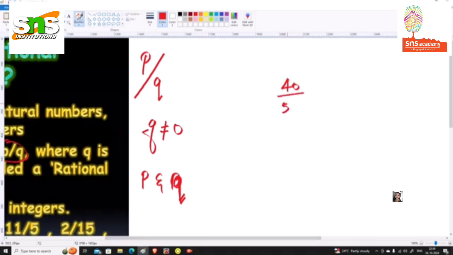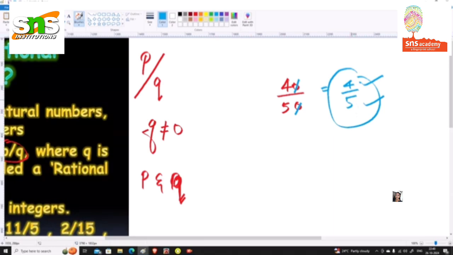For example, 40 by 50. Check whether it is in the lowest form, simplest form, or least form. Yes, it is not. So we are striking out the common factors. Now we are getting the answer 4 by 5. Now 4 and 5 are co-prime. They have only 1 as a common factor. That's why we are saying 4 by 5 is a rational number.